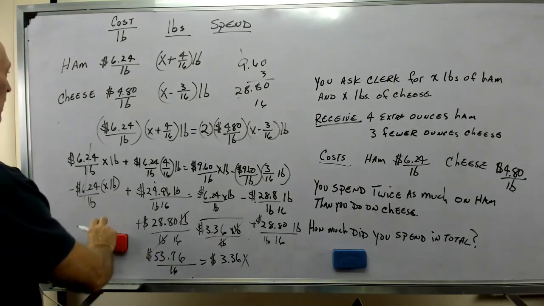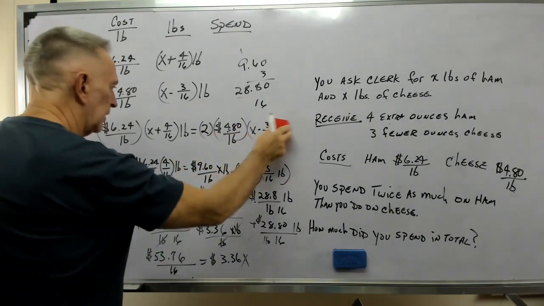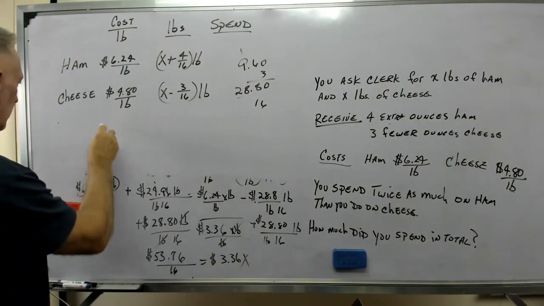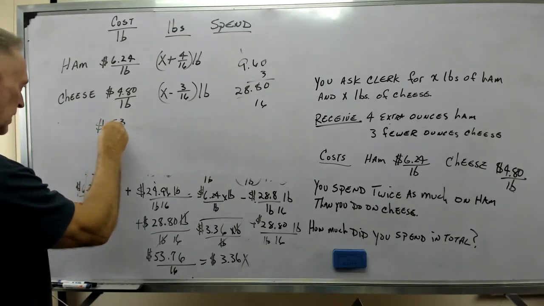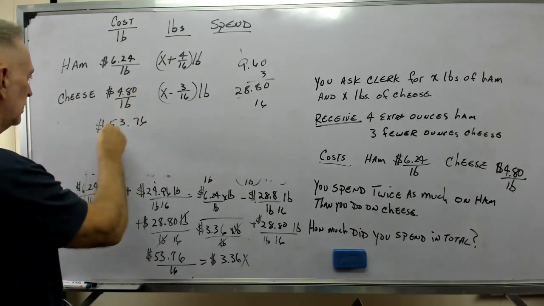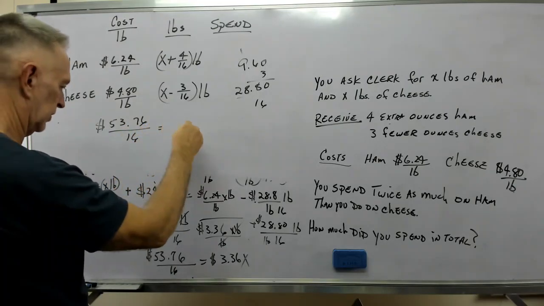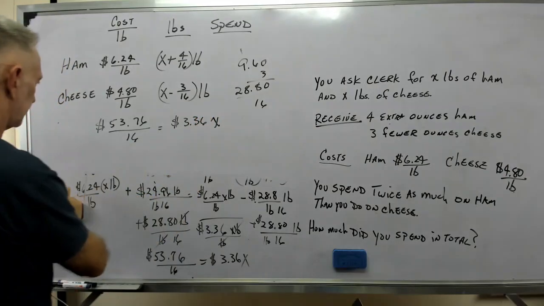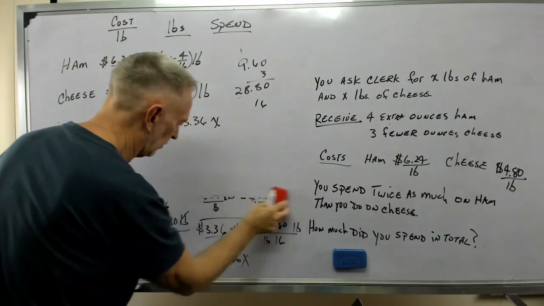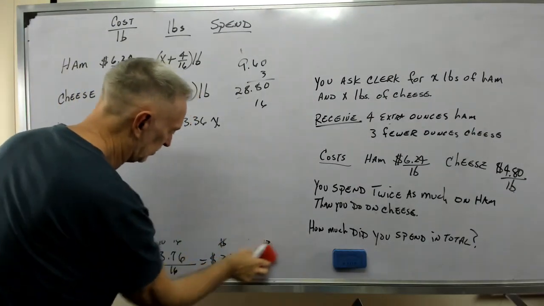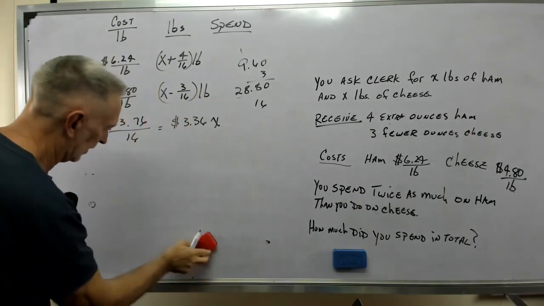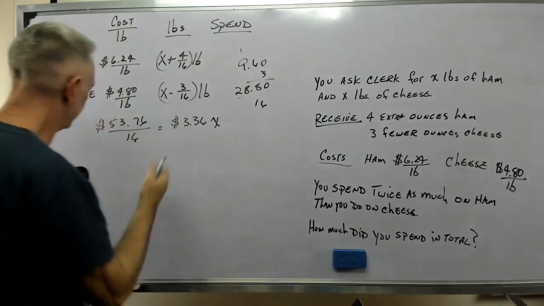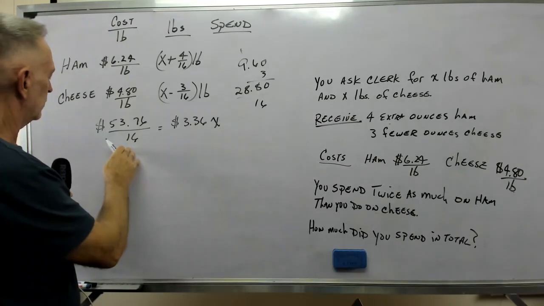Alright, let's erase a few things here. Get us a workspace. What do we have? We have 53.76 over 16 equals 3.36X. The reason I wanted to keep that pounds is because X is in pounds, and if I still had it up there, it would divide out and just leave me with pounds. Okay.